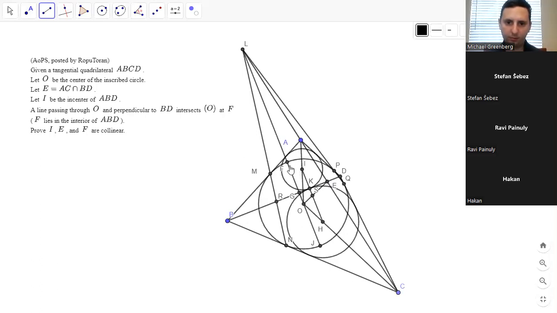It feels like we should be able to show FG over GJ is IK over KH. But FG and GJ, that's basically where you take the perpendicular from L to BD and see how it splits these two. So is there a way? Maybe we could show that, it seems like it might not be so bad.